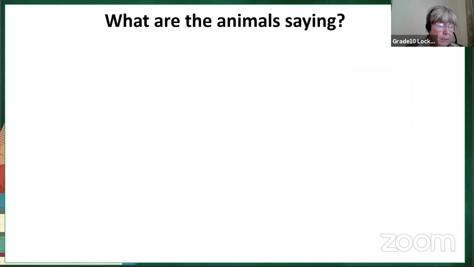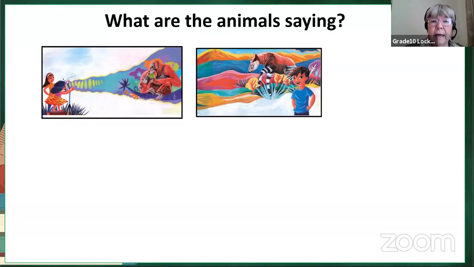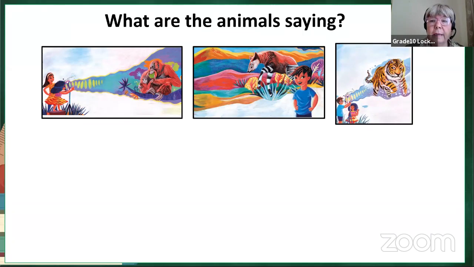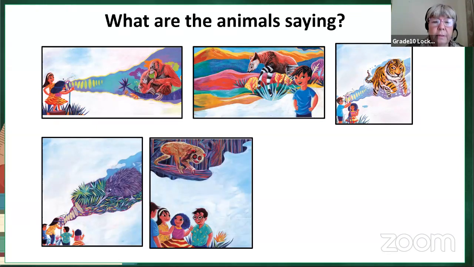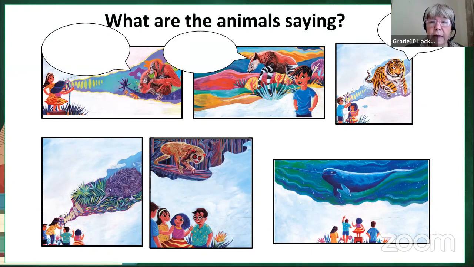Now, this would probably be one of our last activities, maybe. What are the animals saying? Now, you know, we had all these lovely animals, the orangutan, the okapi, the Siberian tiger, the kiwi bird, the loris, and the narwhal. What do you think they were saying to the children?